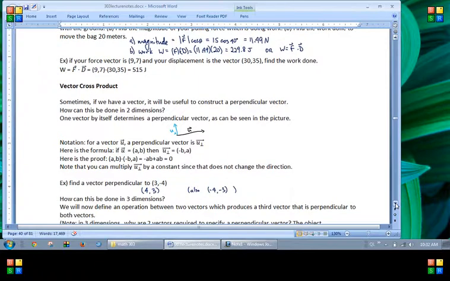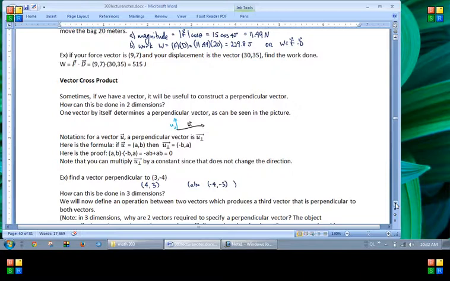And let me tell you why this is the thing that we're doing. In 3 dimensions, why are 2 vectors required to specify a perpendicular vector? So we have to use some visualization for this. So what is perpendicular? In 3 dimensions, what's perpendicular to one vector? What kind of shape or object? It's a plane.